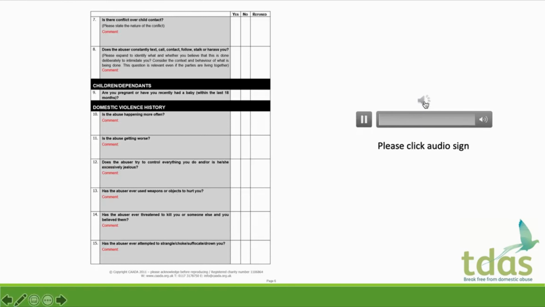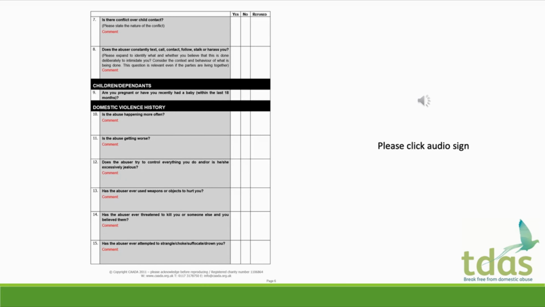Question 7 asks, is there conflict over child contact? It's important to consider what contact is currently in place and whether this is a means for continued abuse. Does the abuser threaten to report the victim to social services, threaten to kidnap the children, or threaten they will apply for custody? Are there any official orders in place regarding child contact, and have these been adhered to?